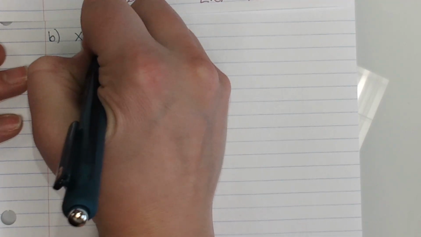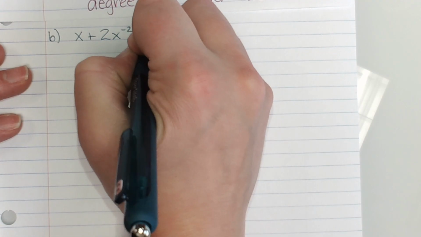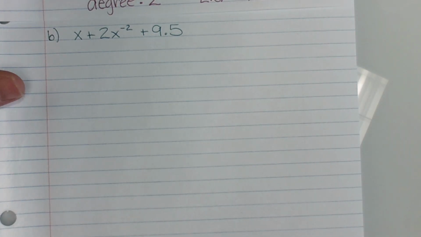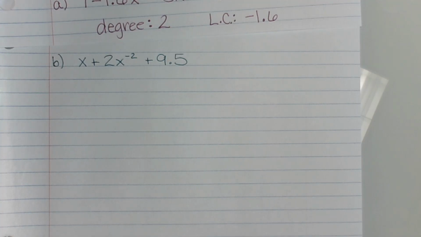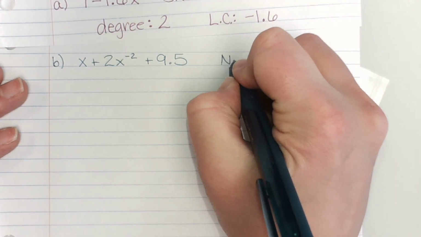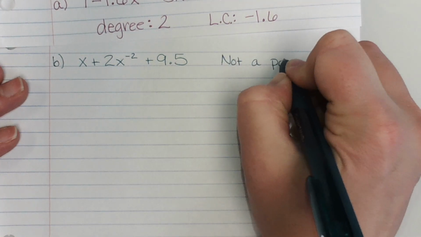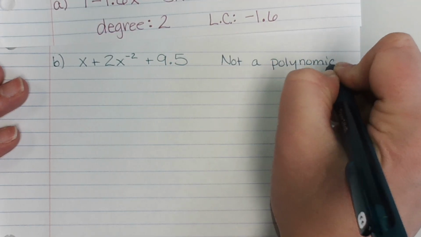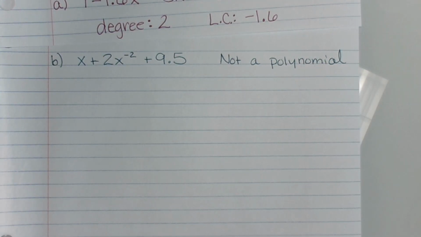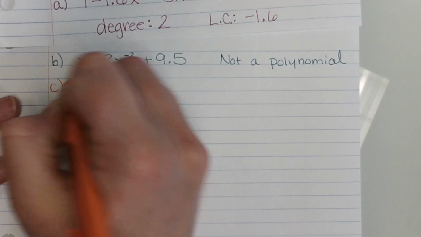Same set of instructions. Start off with, is it a polynomial? No. Why not? Negative exponent. And if it's not a polynomial, you do not need to write it in standard form. You do not need to tell me its degree or its leading coefficient. You simply move on.